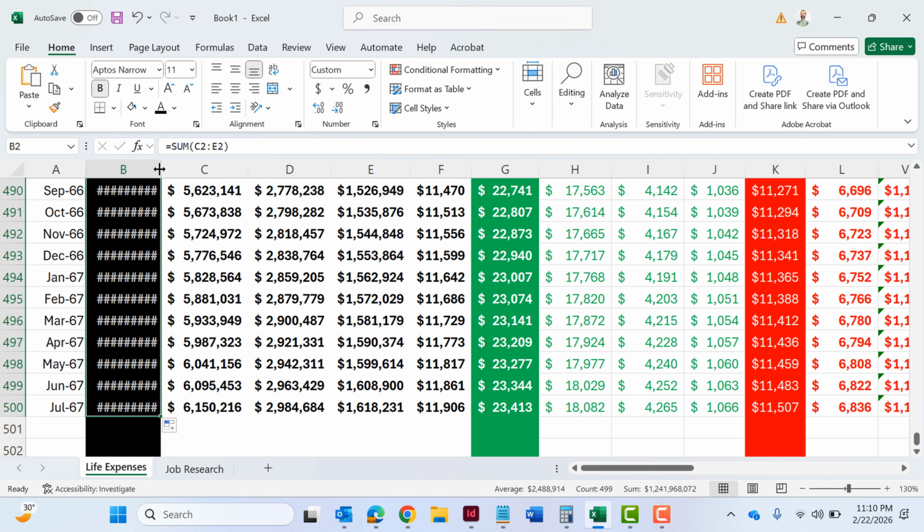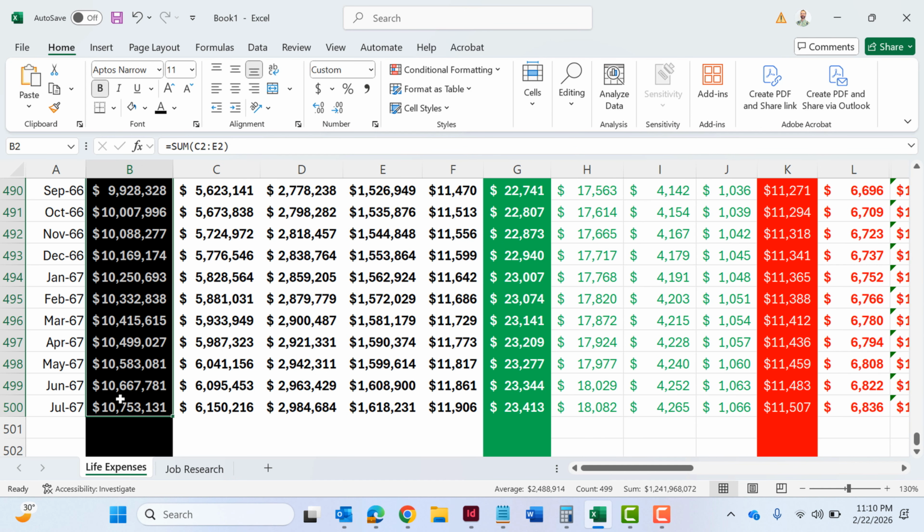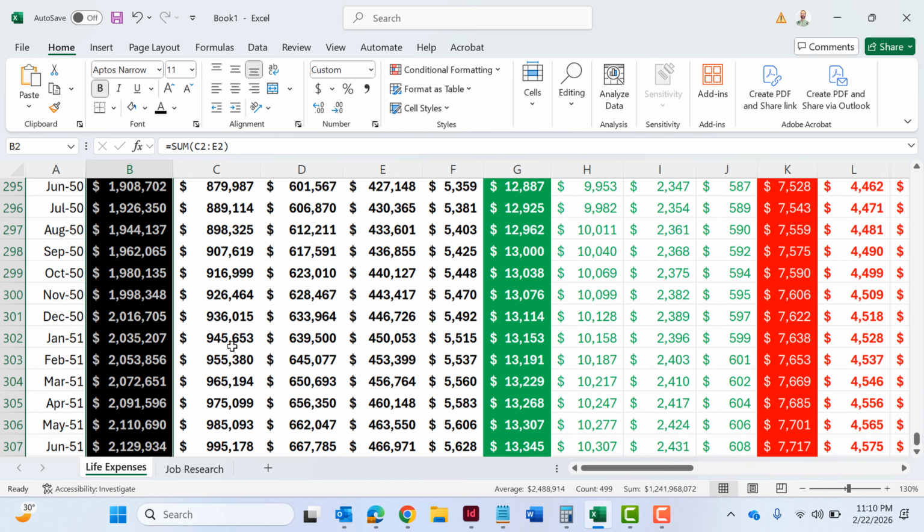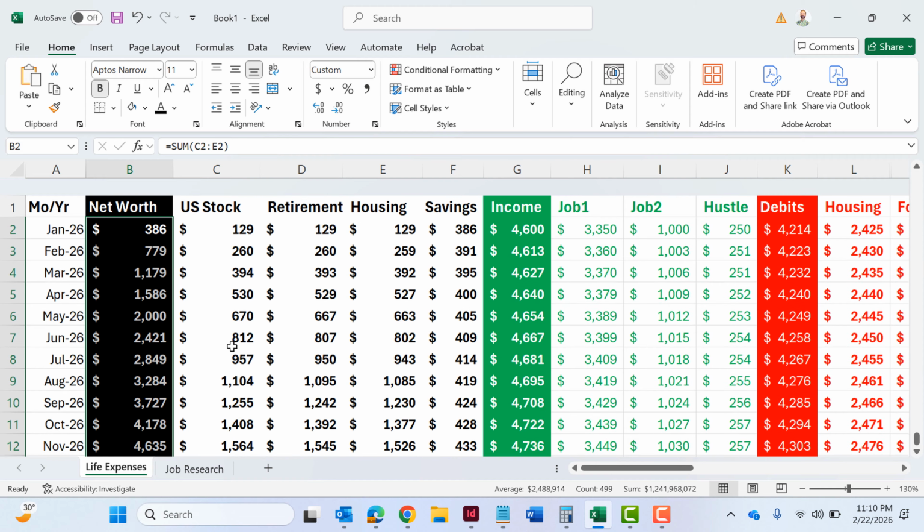Looks like that number's too big. That's a good thing. Look at that, 10.7. We saw that earlier. That's adding $6 million in the stock market, $3 million in retirement, and around $1.5 million in your housing market. Check that out. That is your net worth.